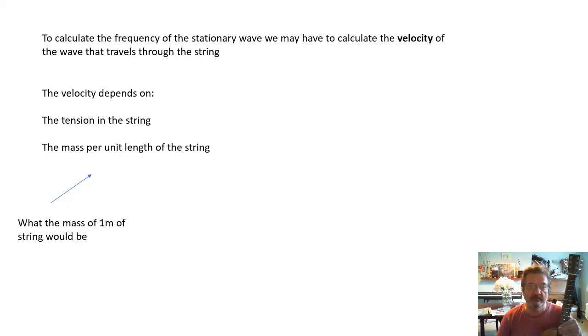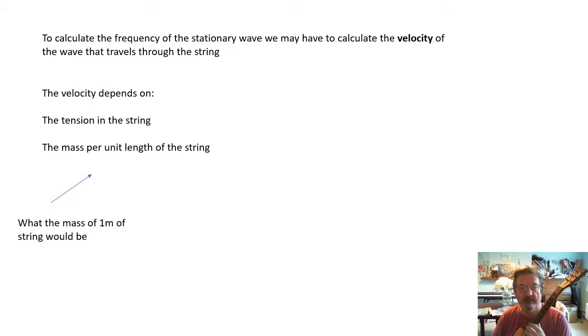We call it the velocity, speed, same thing, probably. Now, the velocity depends on the tension in the string, and it depends on the mass per unit length of the string, which is basically how heavy it is. You will notice when I change the tension, the frequency changes because the velocity changes. So the velocity depends on the tension, and it also depends on how heavy the string is, the mass per unit length. This string here is a very light string.